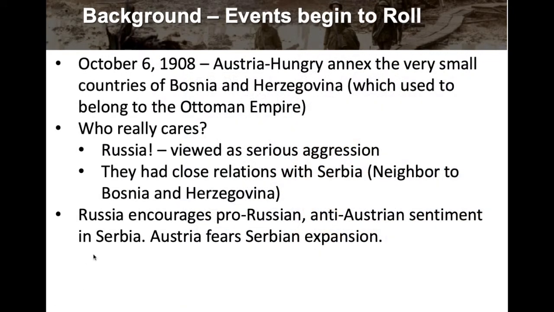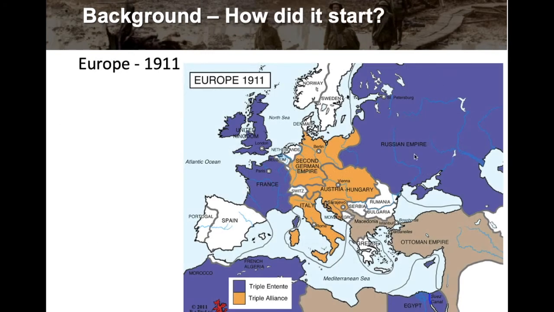And you may say, well, who really cares about that? So what? They take this little tiny country. Well, Russia really cares about it because they view it as serious aggression. Okay, so Russia and the Ottoman Empire, they had some issues before in the past, and now Russia is very interested in this area here.